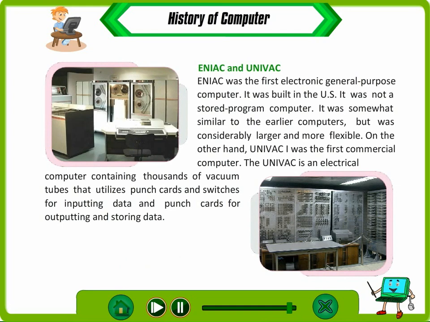ENIAC and UNIVAC. ENIAC was the first electronic general-purpose computer. It was built in the US. It was not a stored program computer. It was somewhat similar to the earlier computers, but was considerably larger and more flexible. On the other hand, UNIVAC I was the first commercial computer. The UNIVAC is an electronic computer containing thousands of vacuum tubes that utilized punch cards and switches for inputting data and punch cards for outputting and storing data.